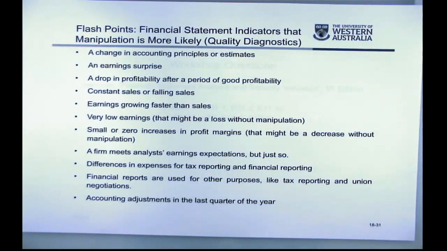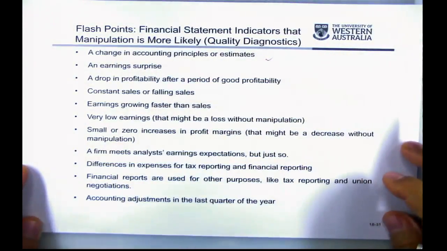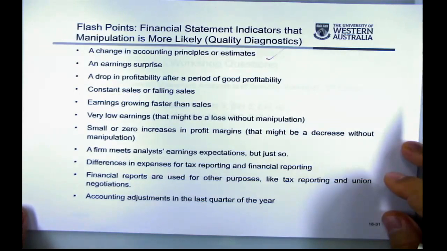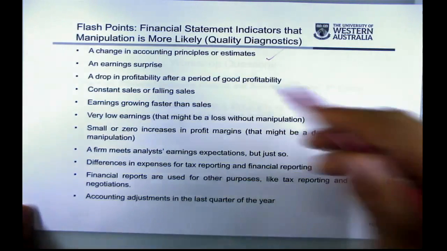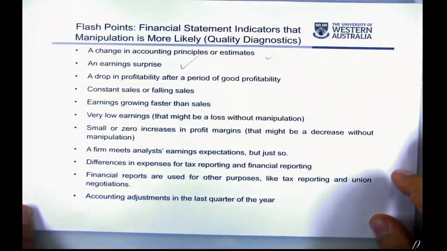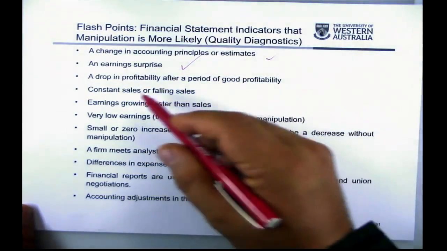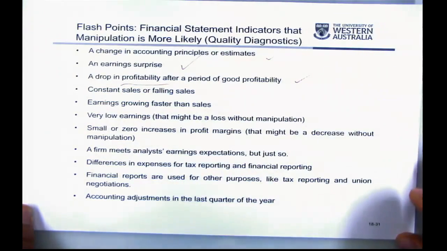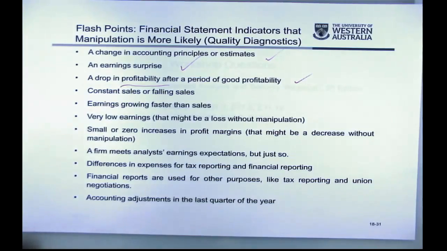There are also financial statement indicators that manipulation is more likely. For example, a change in accounting principles or estimates. You need to ask yourself why the change happened. Maybe it is for a genuine reason, but maybe it is because of earnings manipulation. So you need to be very careful. An earnings surprise, you need to check if the surprise is real or not. A drop in profitability after a period of good profitability, maybe the drop is real, maybe the drop is because of the reversal property of manipulation. So we need to be very careful.